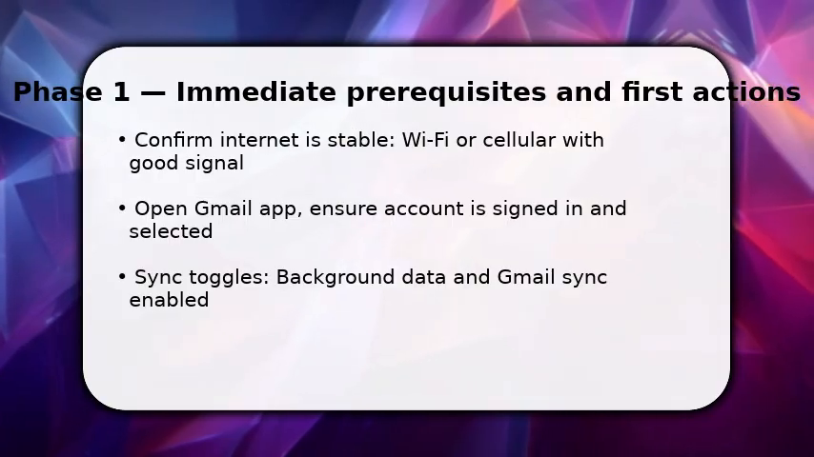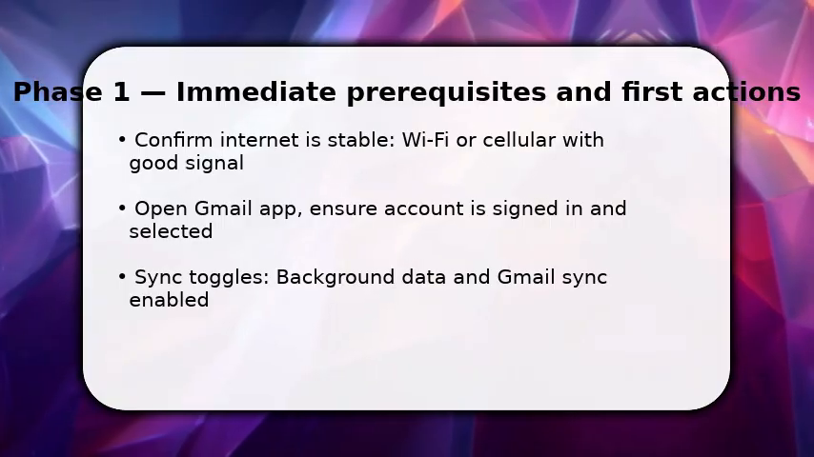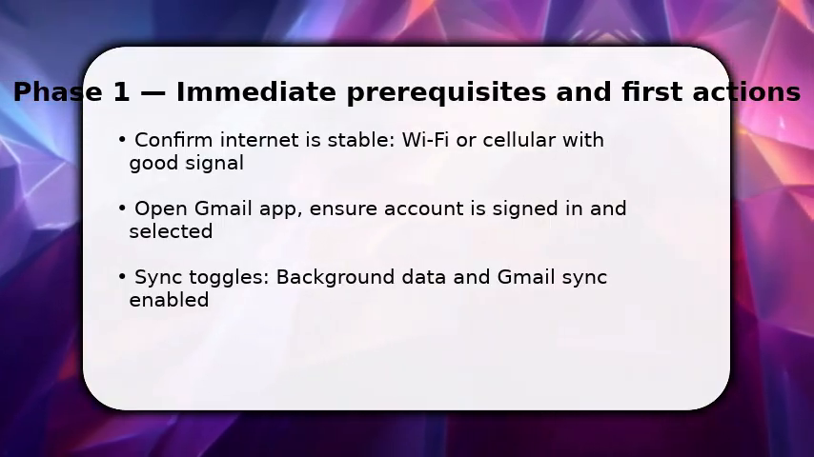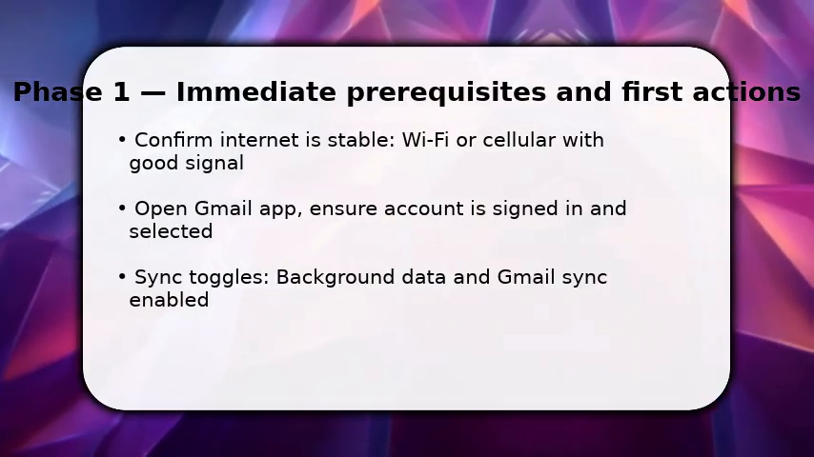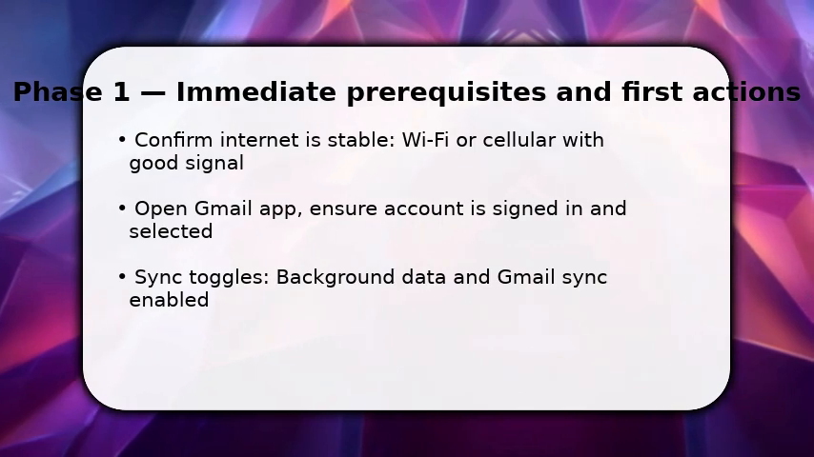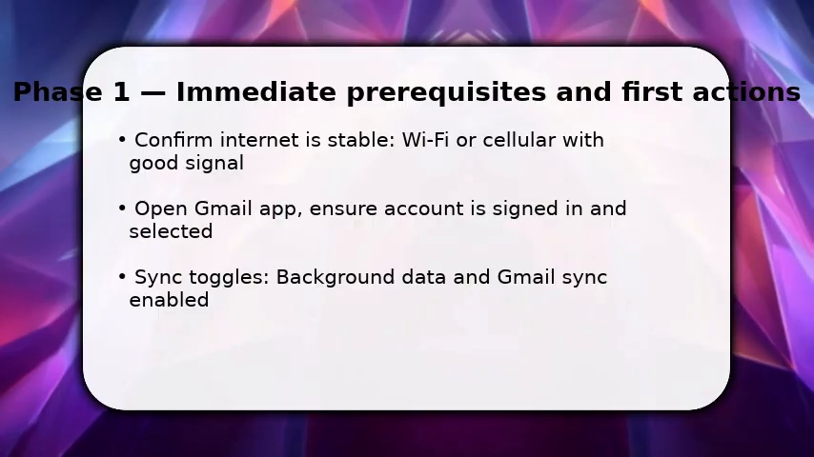Make sure background data and battery saver settings allow Gmail to run, otherwise the app won't sync in the background. These steps force the first exchange between your device and Google servers, so you can see whether the waiting for sync issue clears. Once the initial checks don't fix it, dig into app and account settings.